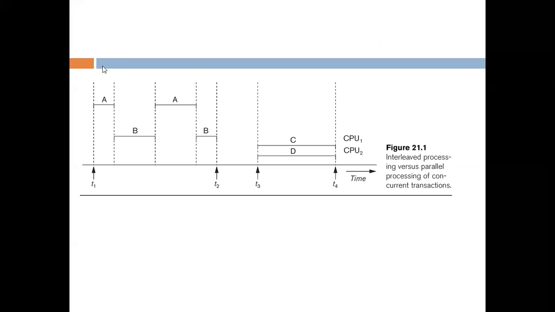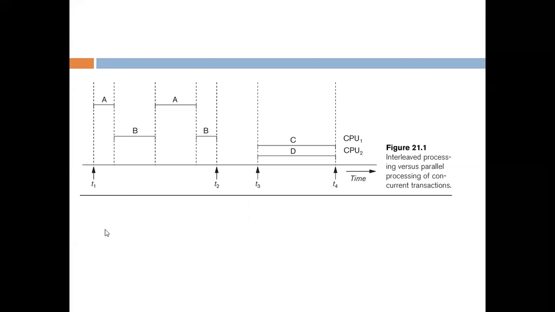So this is an example of interleaved processing versus parallel processing of concurrent transactions. These are the time intervals T1, T2 and T3, T4. A is executing. At this time, B gets executed, then B gets stopped, A gets executed, then B gets executed, and both transactions, A and B, complete at time T2.